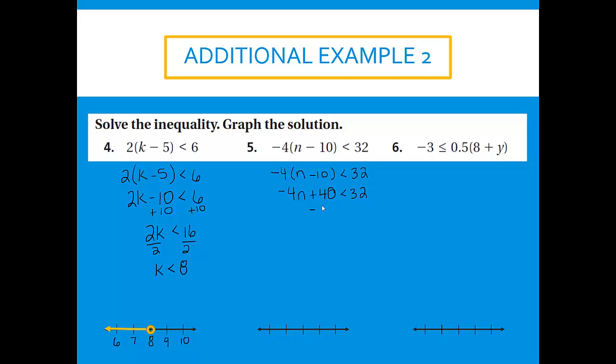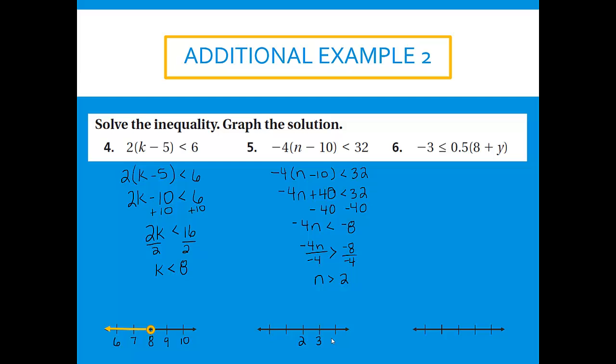Now we will subtract 40 from each side. And we're going to get negative 4n is less than negative 8. Now we're going to divide each side by negative 4. So we're going to have negative 4n, and we're dividing by negative 4. And since we're dividing by a negative, we need to reverse our symbol. So we're going to have is greater than negative 8 divided by negative 4. This will then give us n is greater than 2.